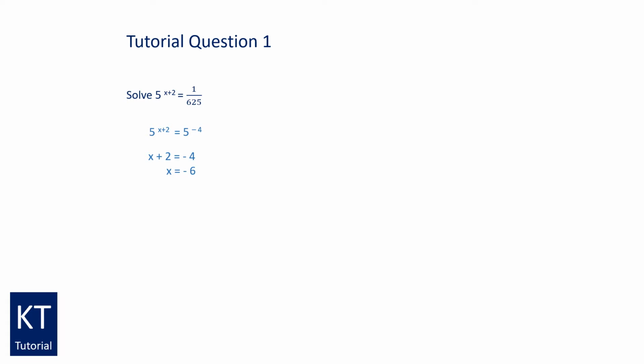For such an equation, you'll be looking to identify the common base. In this case, the common base is 5, where the right-hand side of the equation can be rewritten as 5 to the power of minus 4. With this, we could equate the powers, which is x plus 2 being equal to minus 4, and solve for x.